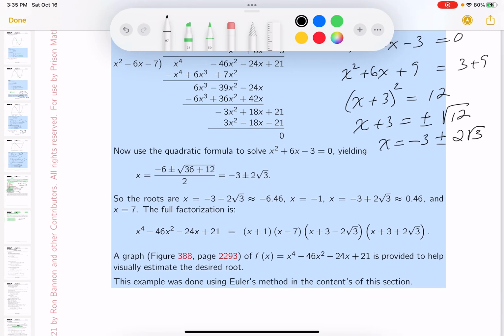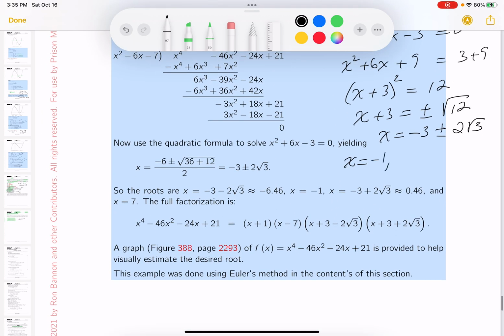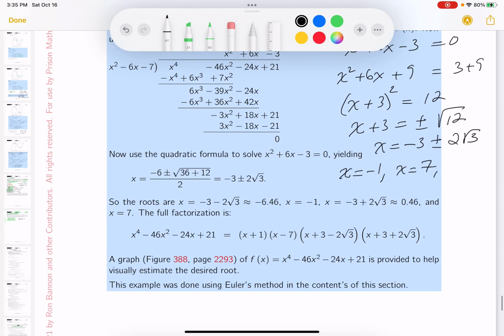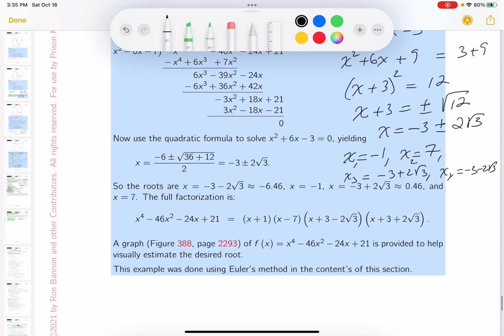Right, so what are the roots we found? We found x equals, and I want to remind you what we found. We found minus 1. We found x to be 7. We did that from rational root theorem. And then we're getting these 2 irrational roots. Let me just call these x1, x2. x3 would be minus 3 plus 2 root 3's, and the other one's going to be x4, it's the 4th root, by the way, minus 3 minus 2 root 3's.